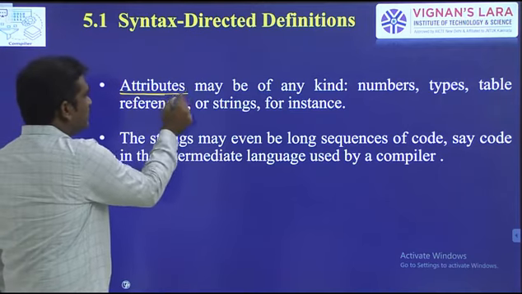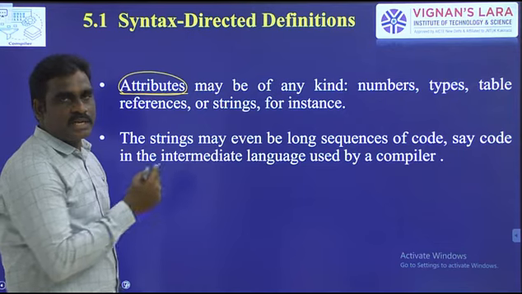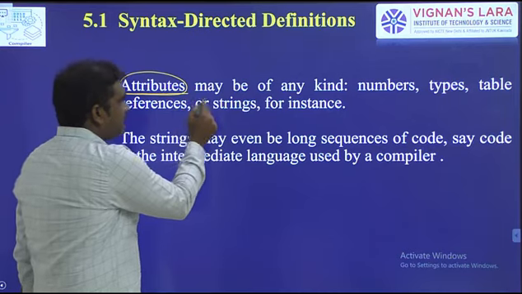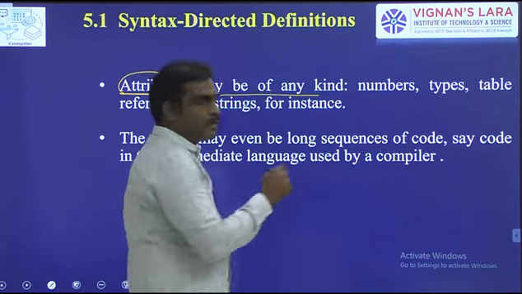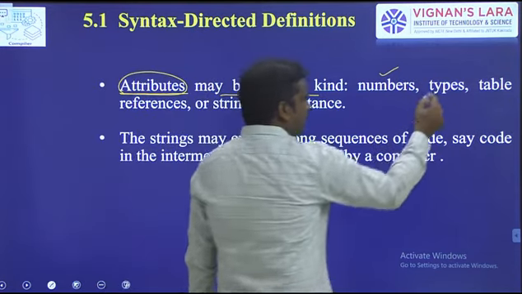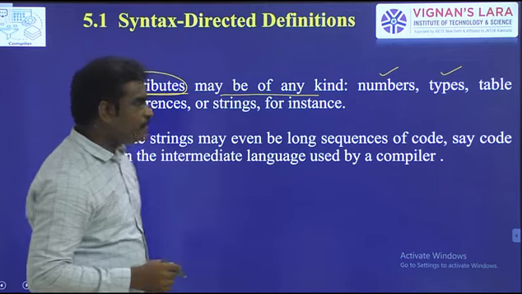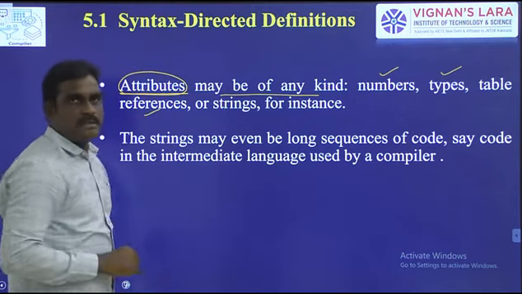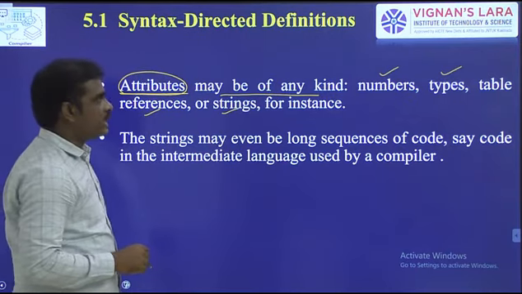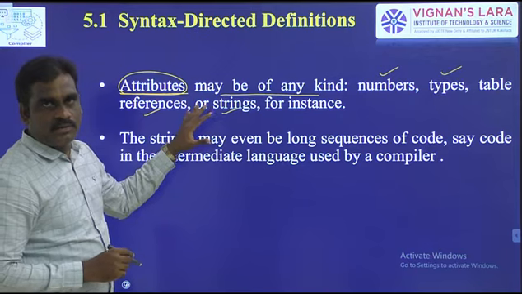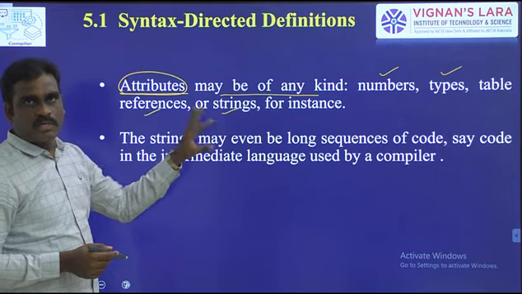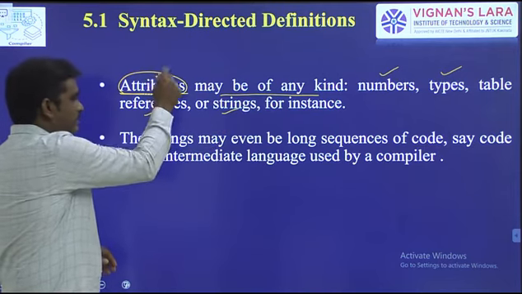What are the attributes? There are different types of attributes, and we can represent them in different ways. Attributes may be numbers, types, table references, or strings. All these are attributes. We can represent numbers, types, table references and strings, whatever it is.